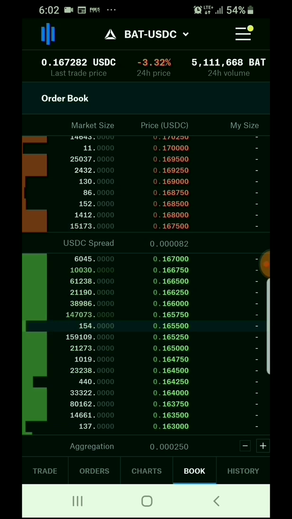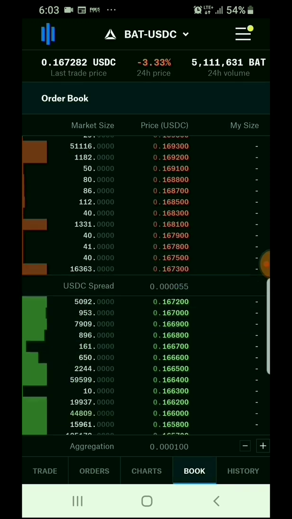Okay, the aggregation at the bottom is 0.000250, and I'll tell you about that later on too. But it's just basically how the prices are grouped. So for this one, the price is grouped by every 0.000250. Well, let's just call it 250, just to simplify it. Now, when I say that, if you look at the top, you see 6750. Then there's 6500. Then there's 6250. So the difference in those prices is 250.